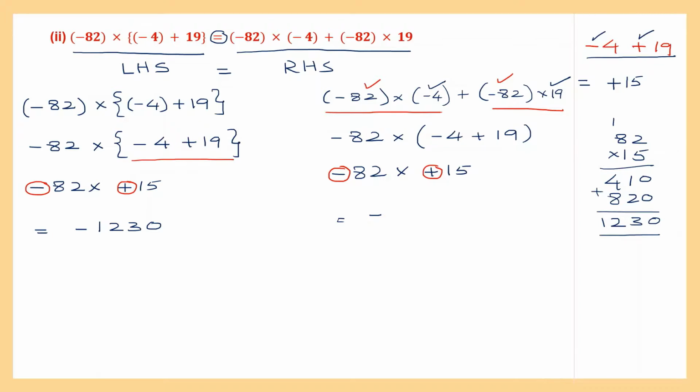1230. So let's write it here, minus 1230. Now look at the answer on the left hand side. It's minus 1230. On the right hand side is also minus 1230. That means the left hand side is equal to the right hand side. So we have verified that this too is correct.